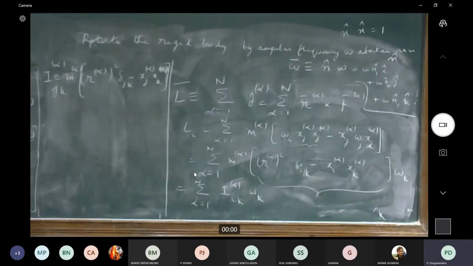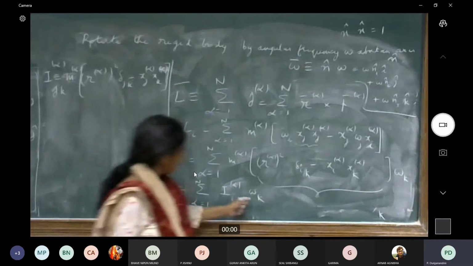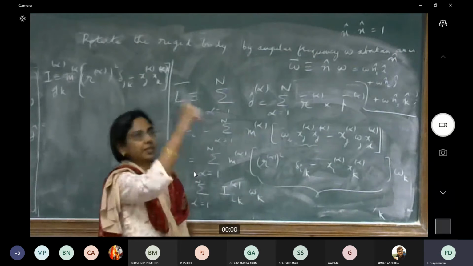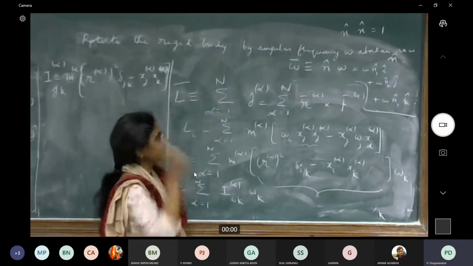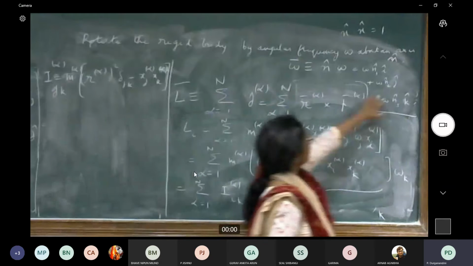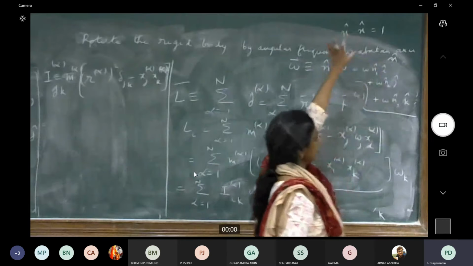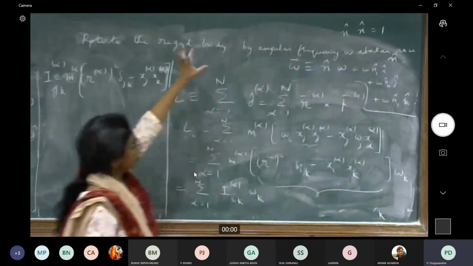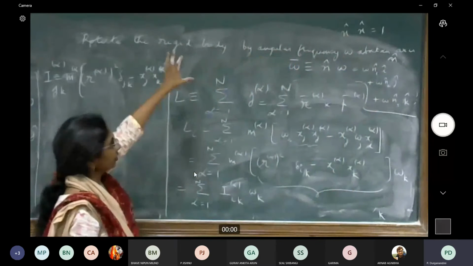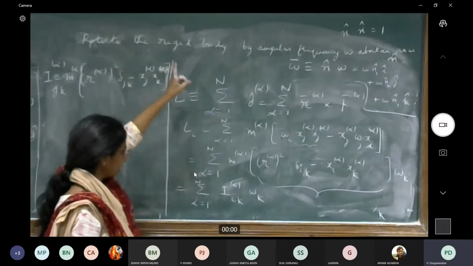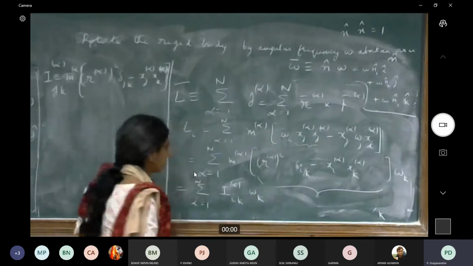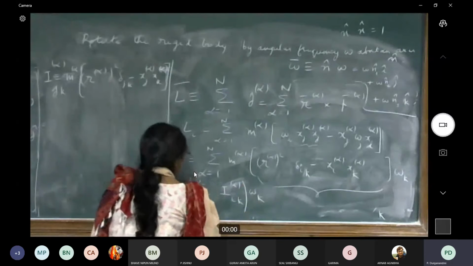And also from here you can see one more thing, that this omega k is simply the angular frequency of rotation. So it is simply omega times nk, where nk is the component of the unit vector n cap along the kth direction. It doesn't depend upon alpha. So I can actually finish this summation.